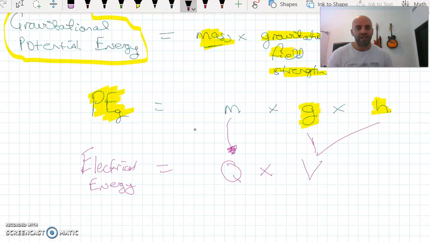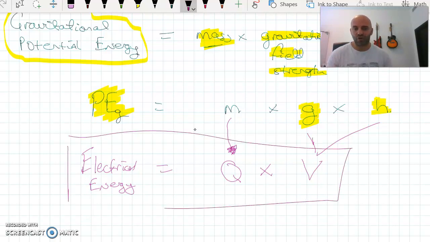So again, the electrical energy that a charge is going to carry is going to be the size of that charge times the potential difference that we're going to pass that charge through. That's going to be how we calculate electrical energy. It's an easy enough formula.